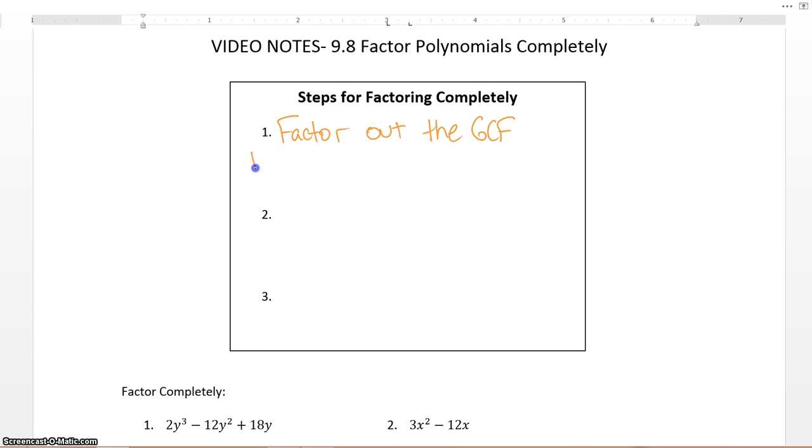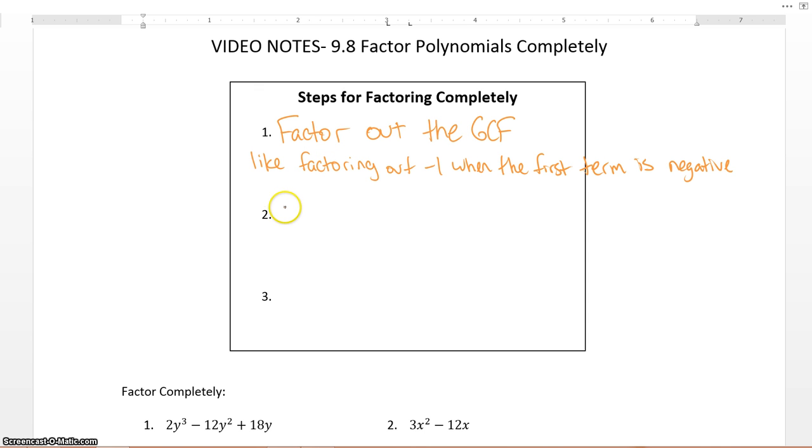This would be like factoring out -1 in some of the problems that we have been doing. And we factor out -1 when the first term is negative. But you might be factoring out a 3. You might be factoring out a 3x, a 7ab, something like that. So every single time you have to think of this first.